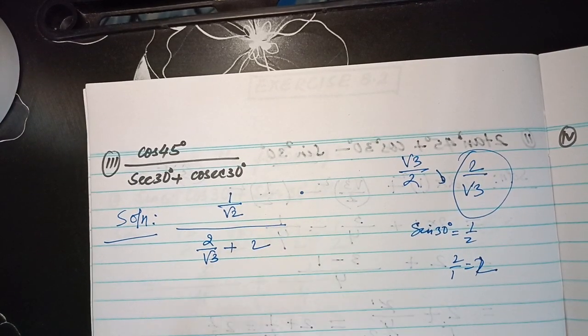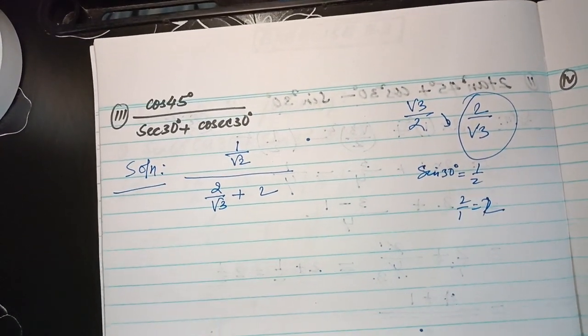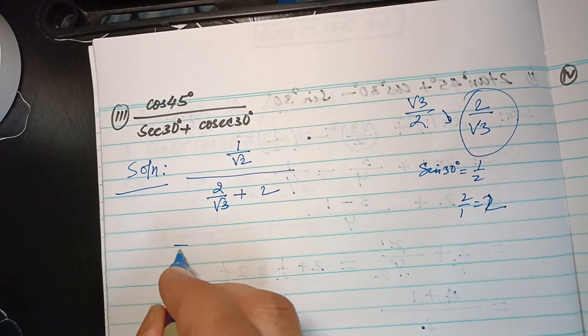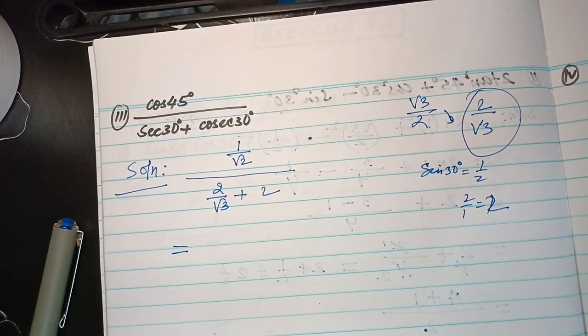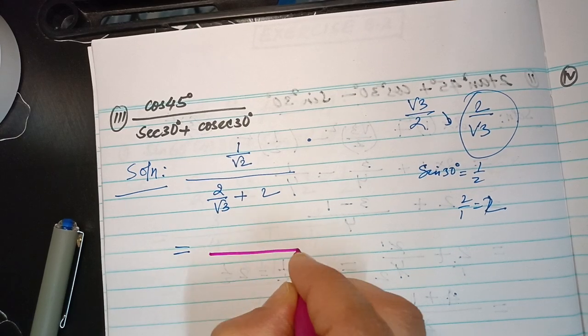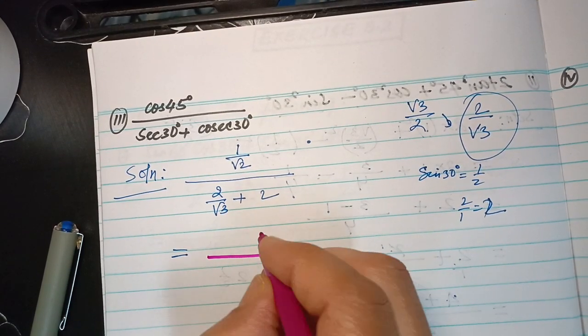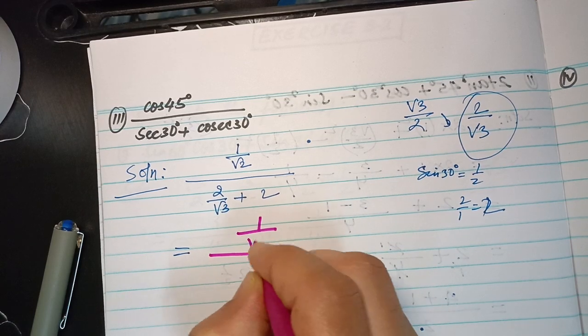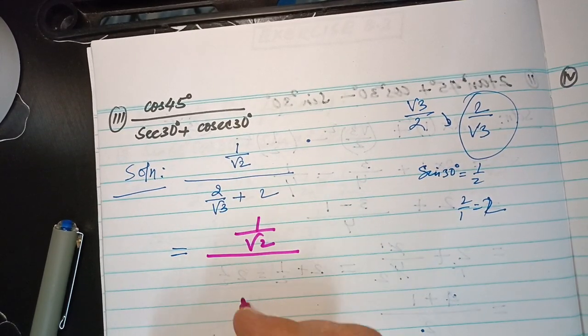So just write the value of 2. Now keep on solving this question. Let me make it somehow bright. Yeah, this will be more appealing to the eye.